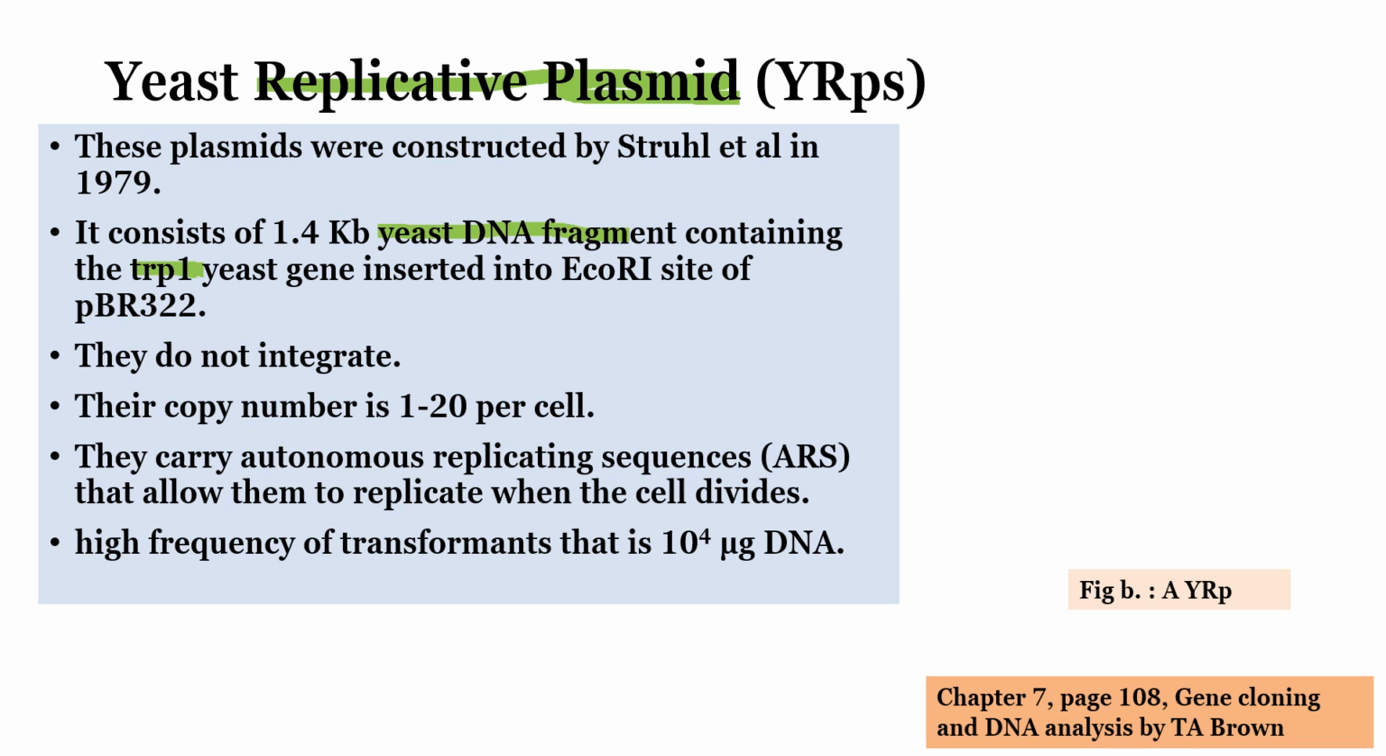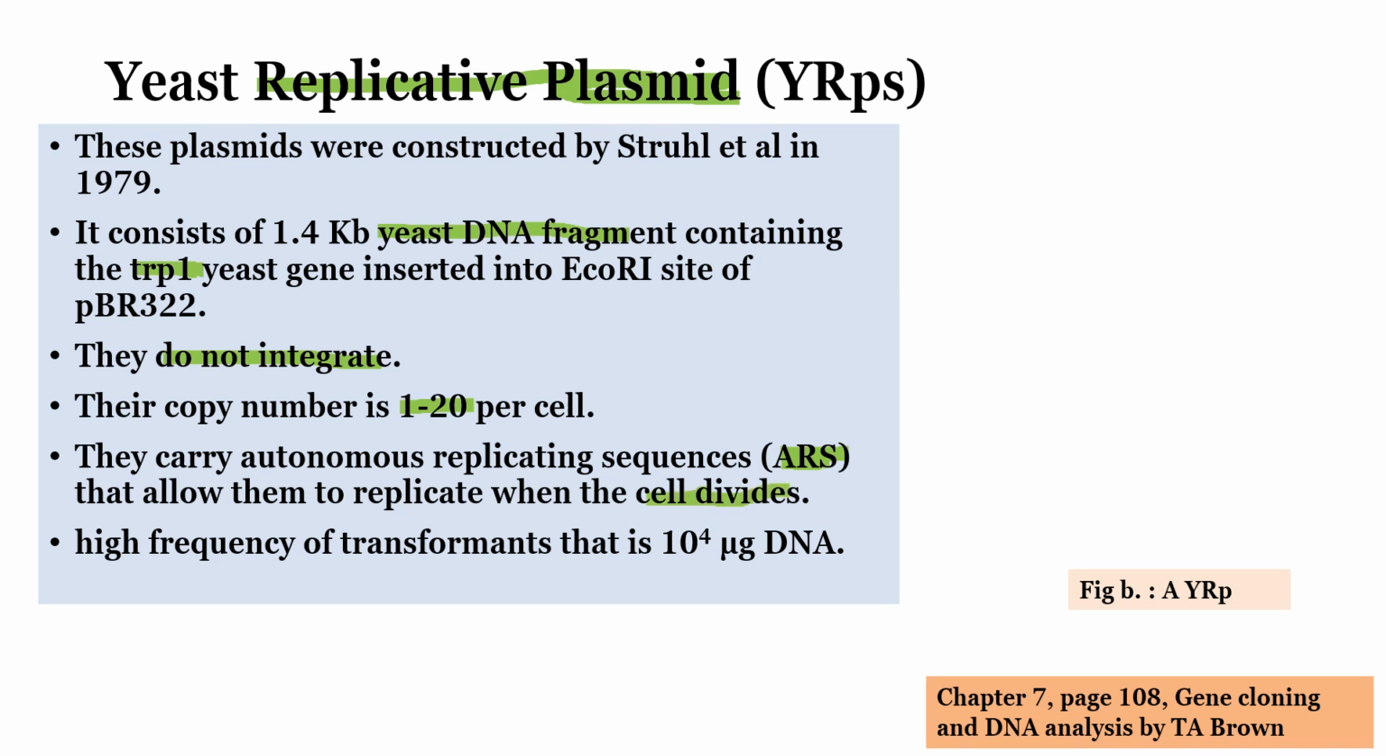It also contains portions of pBR322, and these plasmids are made in such a manner that they do not integrate into the yeast chromosome. They have a low copy number, but they are very useful. They contain 1 to 20 copies per cell, and they carry an ARS, the autonomous replicating sequence, which allows them to replicate when the cell divides.